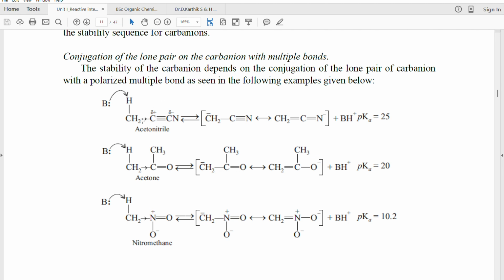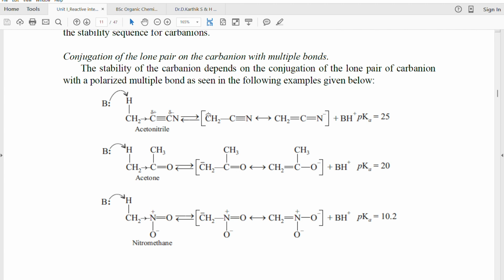As you can see here, when the base attracts the proton, it generates the carbanion. So here you have a group. For the conjugation, as I said yesterday, we need pi electrons or a lone pair of electrons. Without these two, the conjugation will not happen. So here we have C triple bond C as the pi electrons, and using this pi electron we can have a conjugation here.